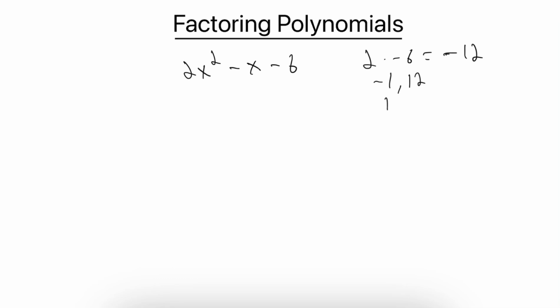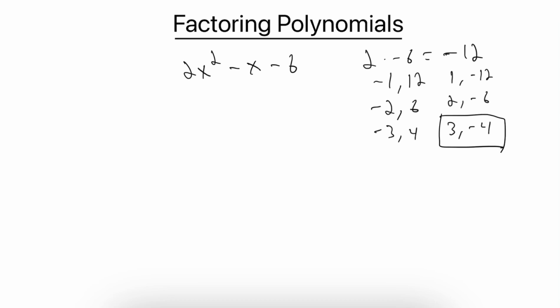Actually, let's go back and make this a little bit cleaner. We've got negative 1 and 12, negative 2 and 6, negative 3 and 4. And we've got 1 and negative 12, 2 and negative 6, 3 and negative 4. So what of these will add together to equal negative x, or negative 1? We've got negative 4 and 3, because negative 4 plus 3 is negative 1. So we're going to change our equation up again. 2x squared minus 4x plus 3x minus 6.